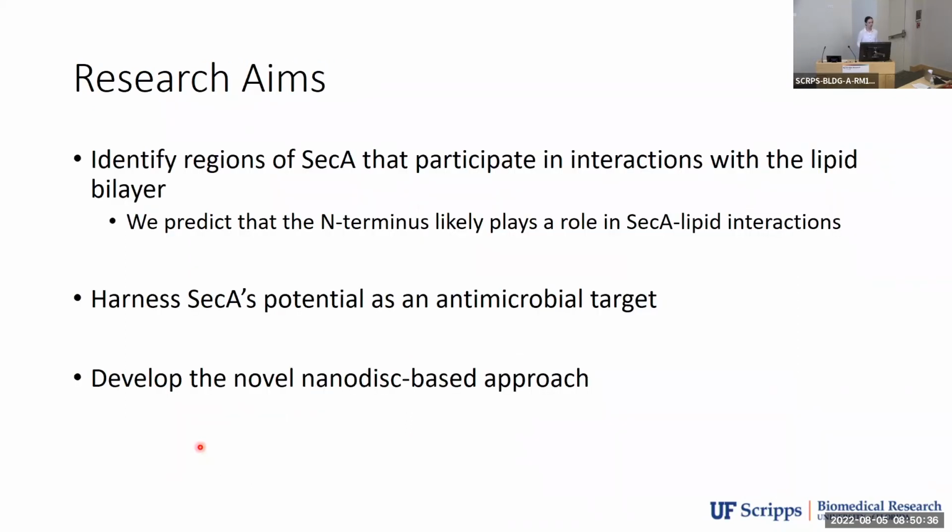The aims of this research project were to identify the regions of SaKe that participate in interactions with the lipid bilayer. We predict that the N-terminus likely plays a role in SaKe-lipid interactions due to previous research. However, we are also looking for other domains of SaKe that may initiate or participate in these interactions with lipids. This will allow us to harness SaKe's potential as an antimicrobial target, because if we can understand the regions of SaKe that participate in these interactions with lipids, we know which regions we need to develop a molecule to essentially disable those regions from binding to lipids and thus disable SaKe's function and cause bacterial cell death.